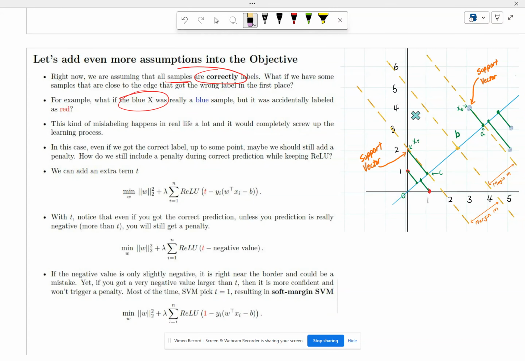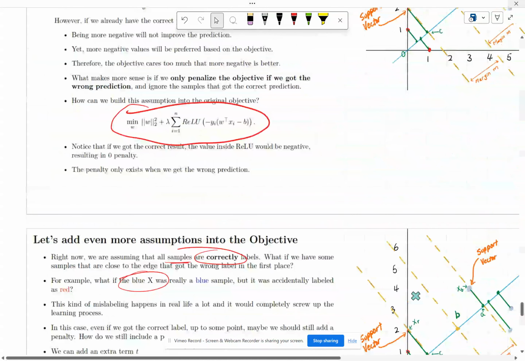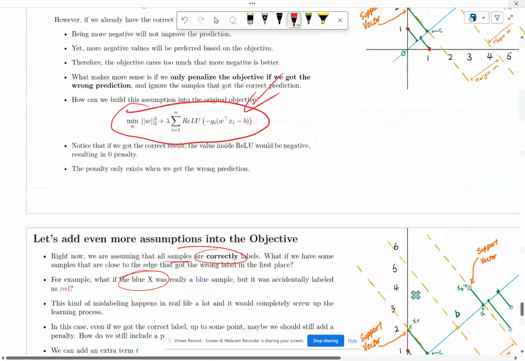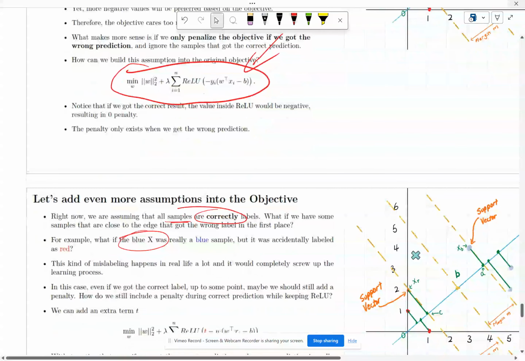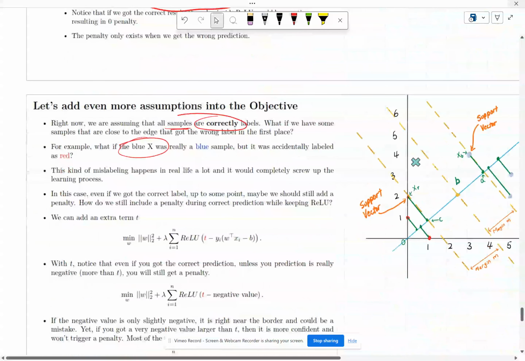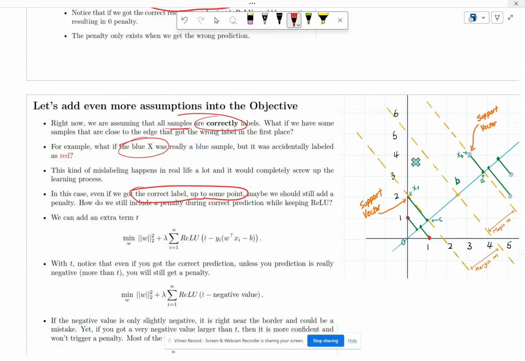So for those cases, you want to be more forgiving, right? In this case, if we get the correct label, then we're just going to ignore it. But maybe we don't want to ignore it completely, right? What we want to do is that if we get the correct label up to some point, so if you got a barely correct label, maybe you should still add a penalty. But if you got a really correct one, then just ignore those. All right, so this is more nuanced. Maybe we should still add penalty if we barely got a correct one.